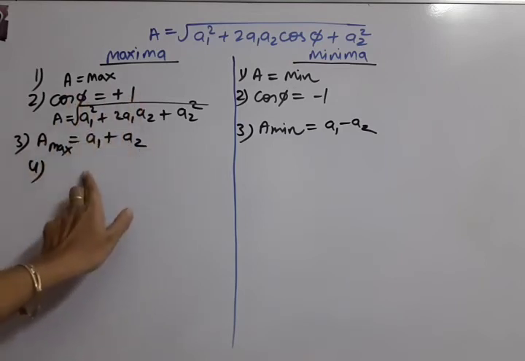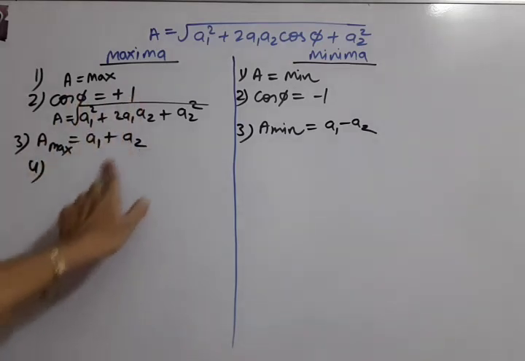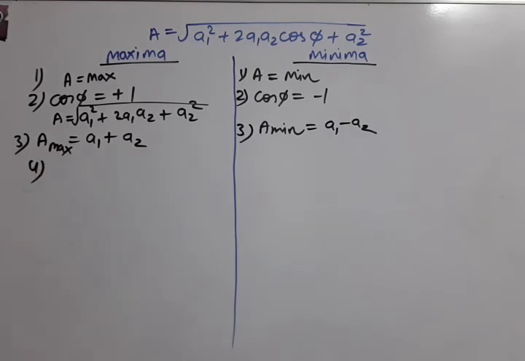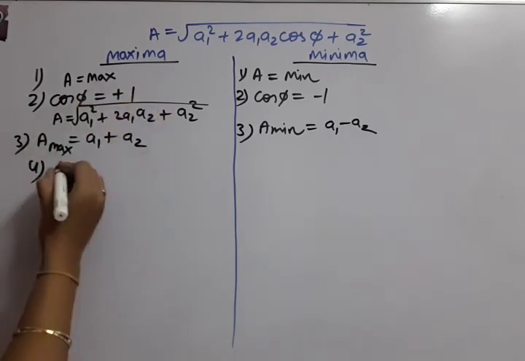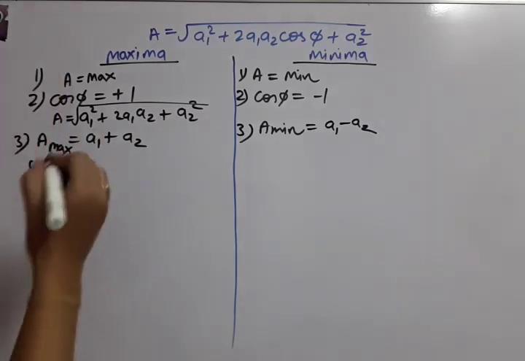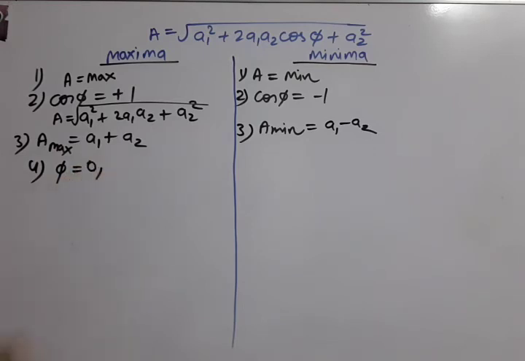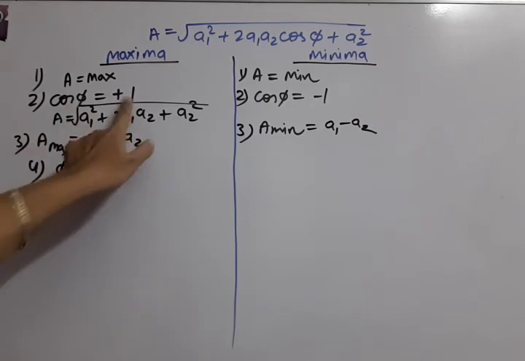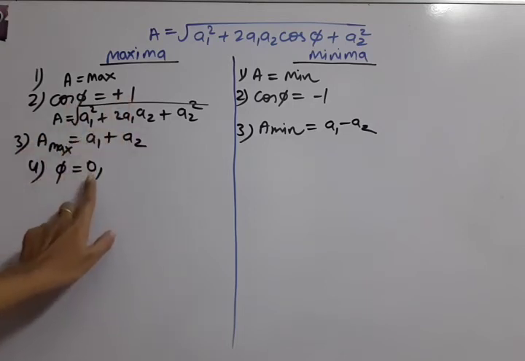With the help of that, we have to find all possible phase differences. Okay. So if cos phi is plus 1, what should be possible phi values? So let us start. We know that cos 0 is 1. So first phi should be 0. Cos 0 is 1. That's why our first phase difference should be 0.